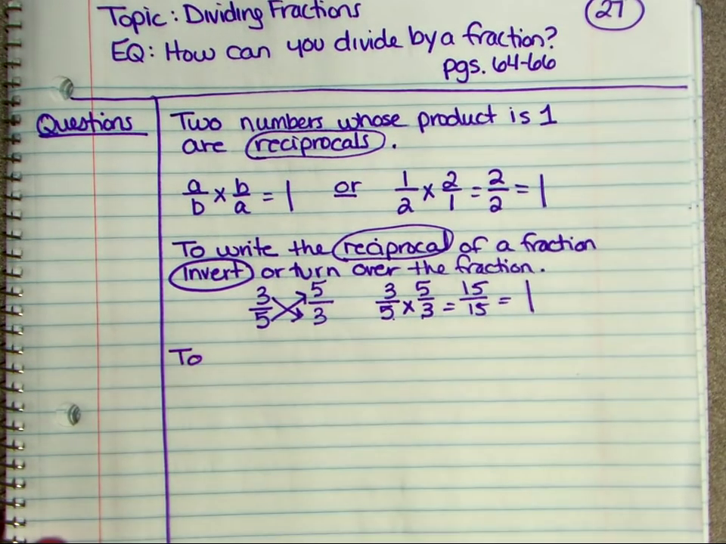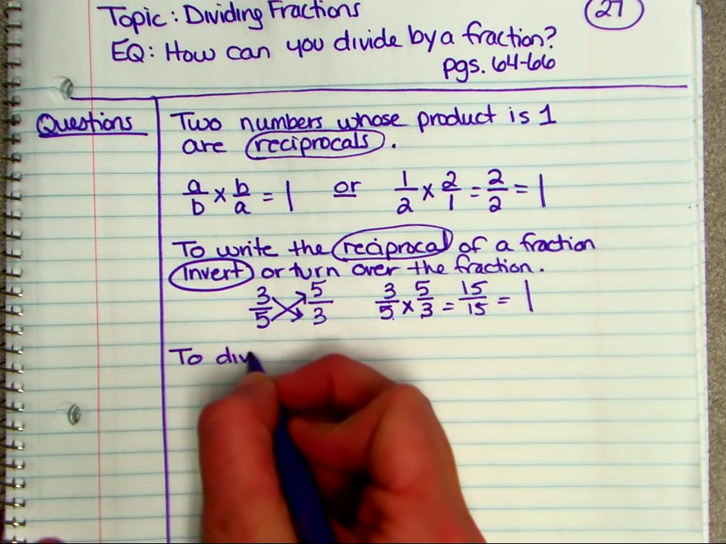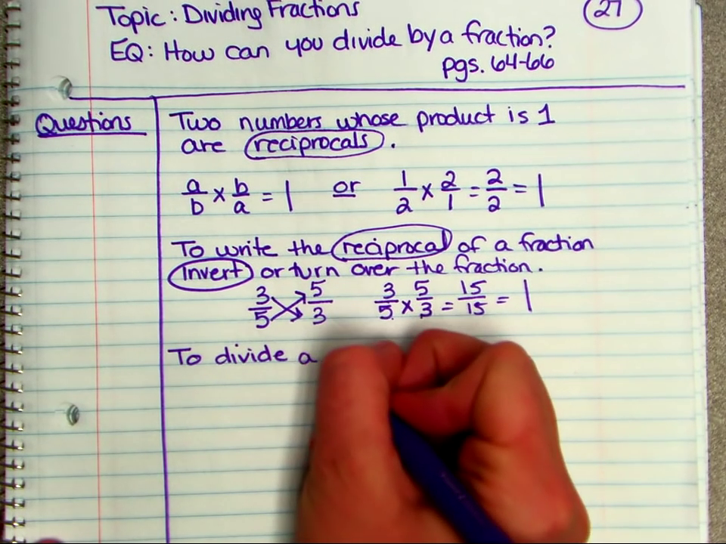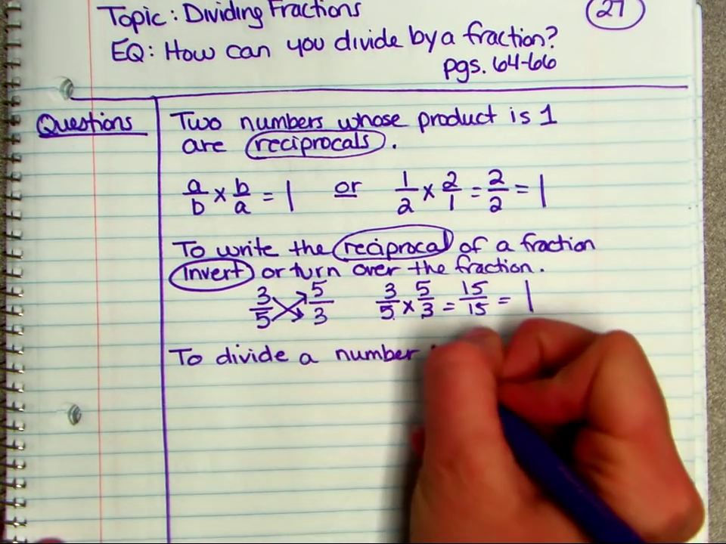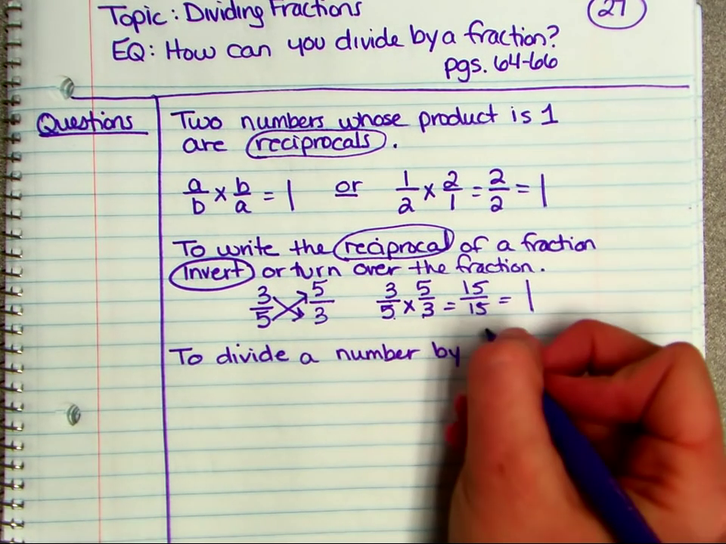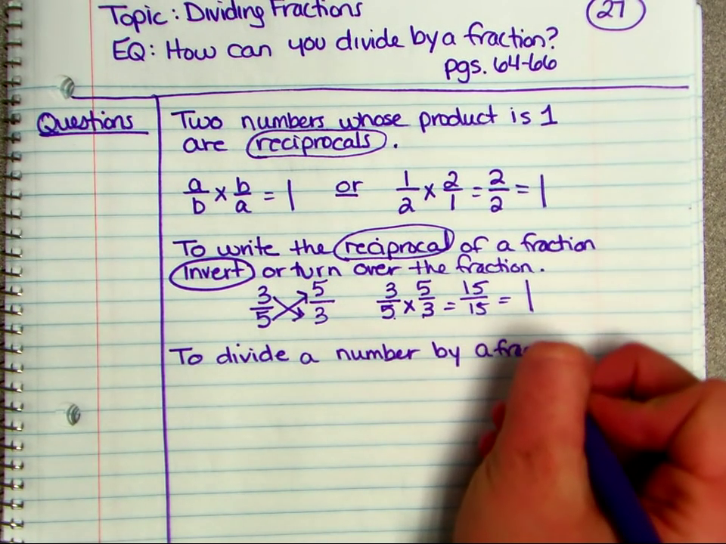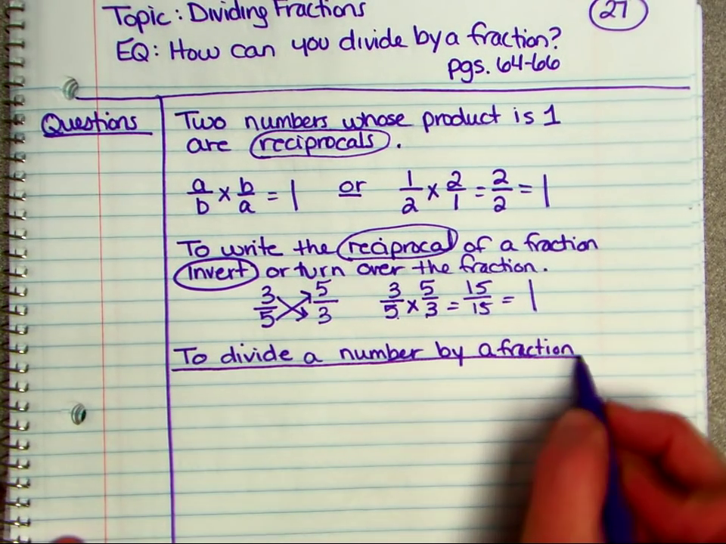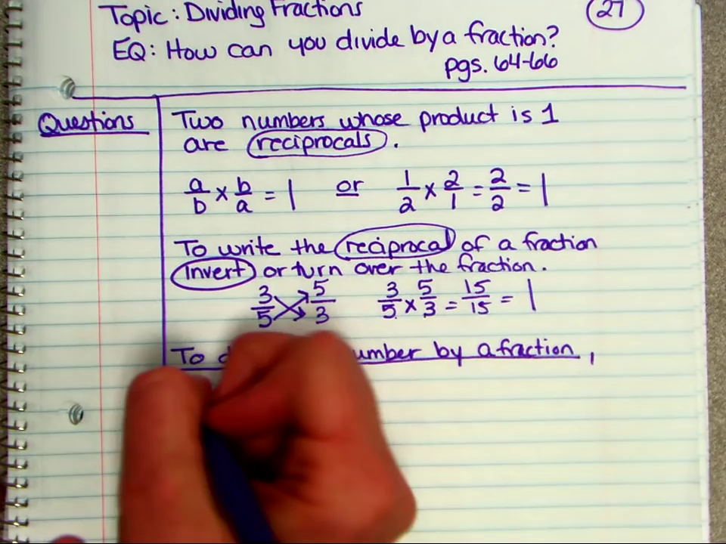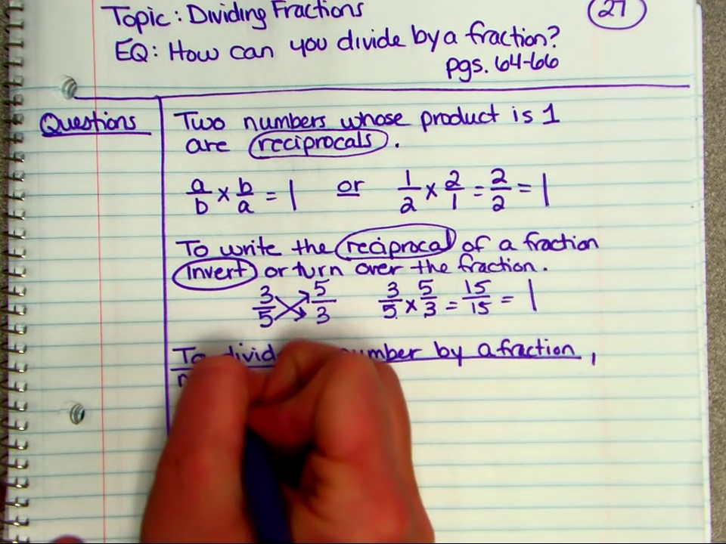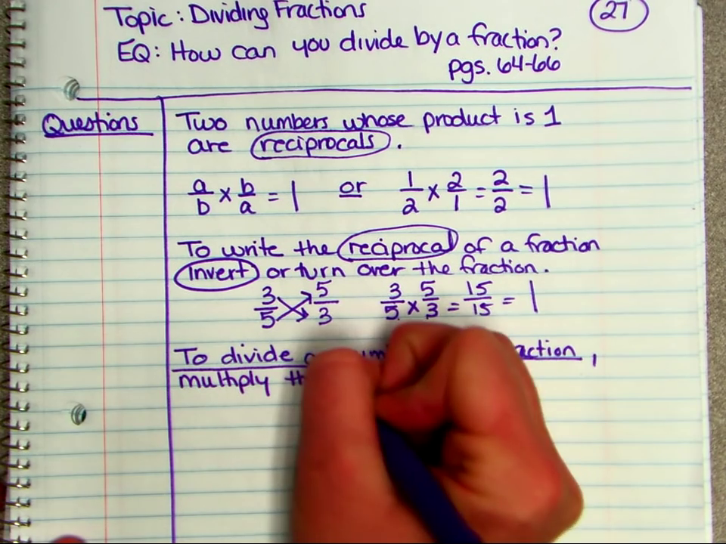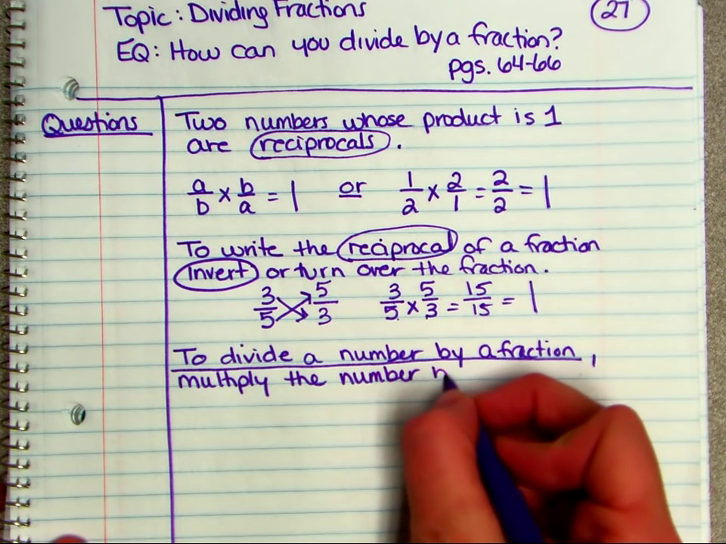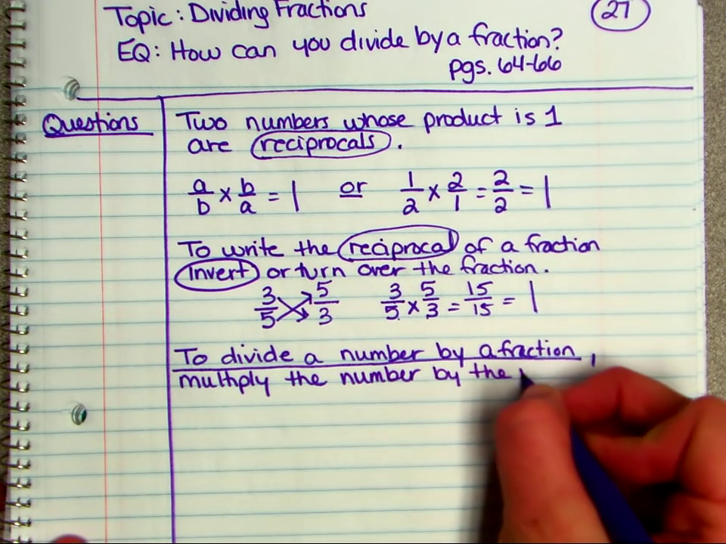Now, using this information to divide a number by a fraction, I'm going to underline that because this is answering our essential question. We are going to multiply the number by the reciprocal, or flipped fraction.